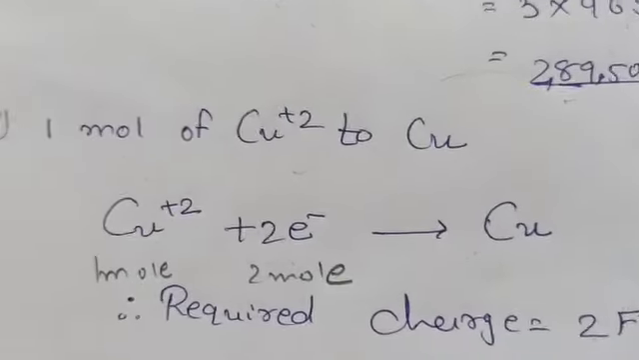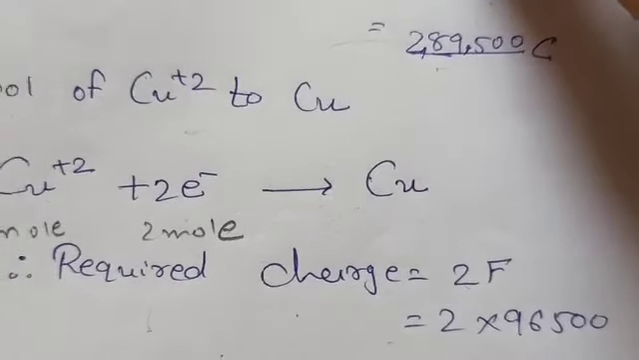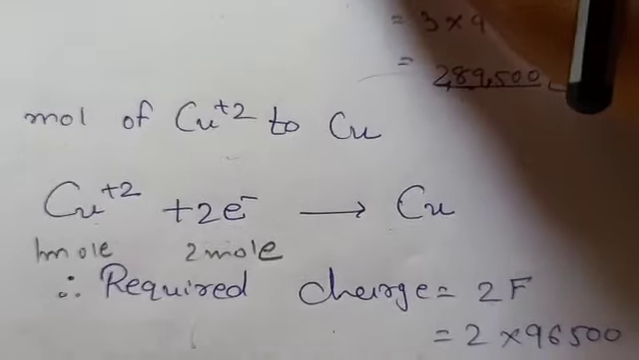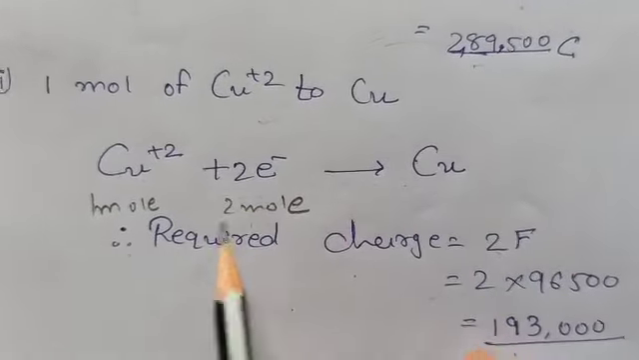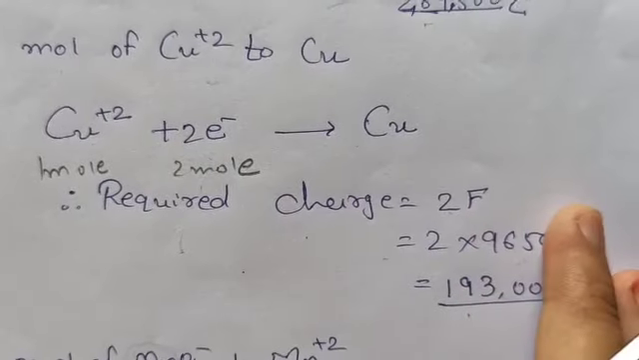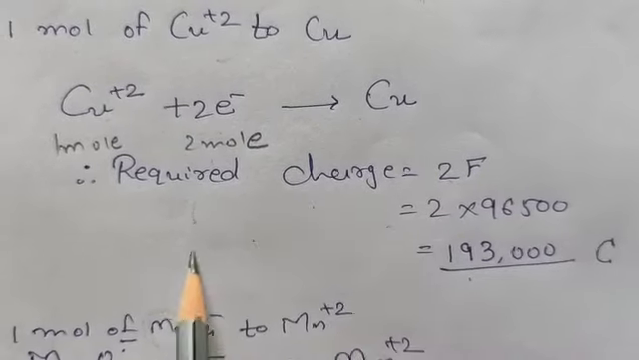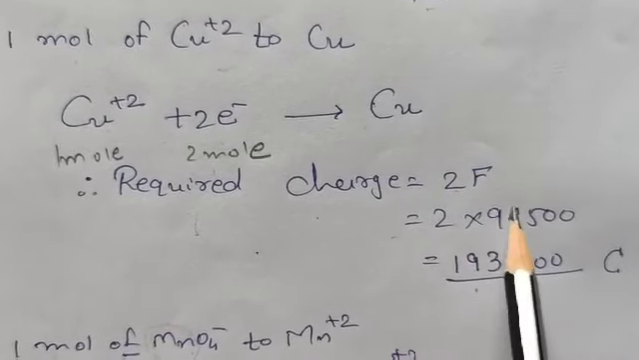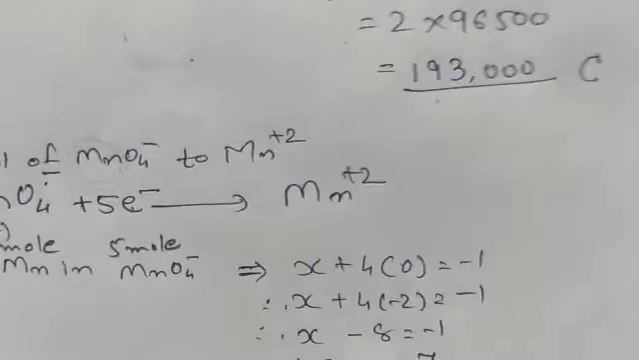Second one, 1 mole of Cu+2 to Cu, means we have to reduce the Cu+2. For the reduction of Cu+2, the required electron is 2, right? From this reaction we can say that 1 mole of Cu+2 requires 2 electrons to convert it into Cu. So the required charge will be 2 Faraday. Replace the value of Faraday and multiply by 2, you will get the answer.